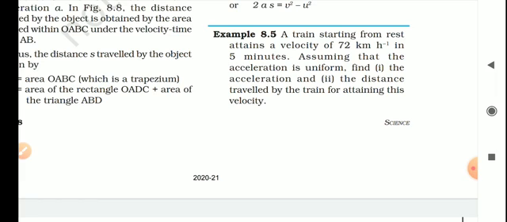First example is a train starting from rest attains a velocity of 72 km per hour in 5 minutes. Assuming that the acceleration is uniform, find the acceleration and the distance traveled by the train for attaining this velocity. So here in this example, acceleration is uniform and two things are asked: the acceleration and the distance traveled by the train for attaining this velocity, that is 72 km per hour.